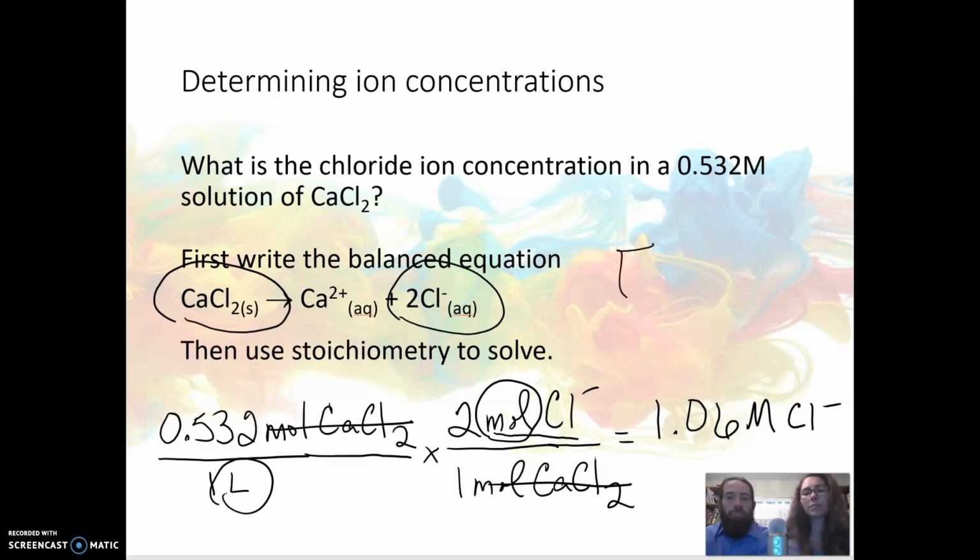And we could have also put it in brackets, 1.06, and that means molar. I think they would put the chloride ion in the brackets, and then it would say 1.06 molar. Okay. That's better.